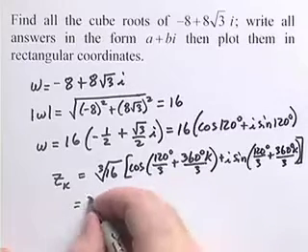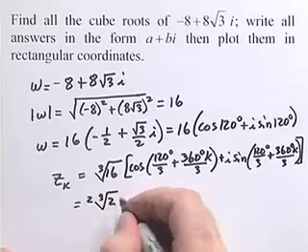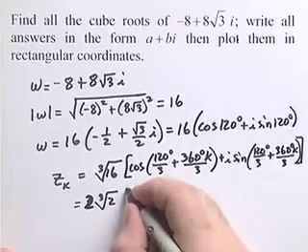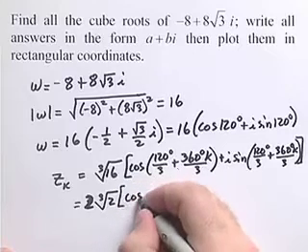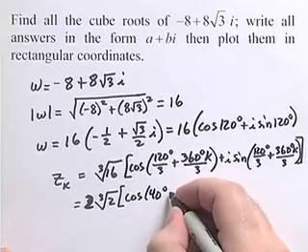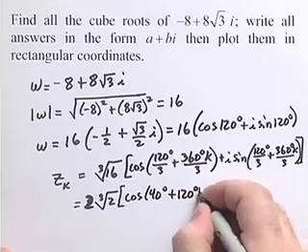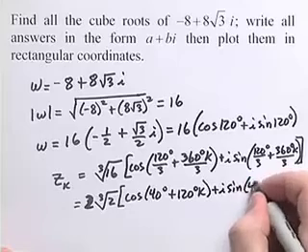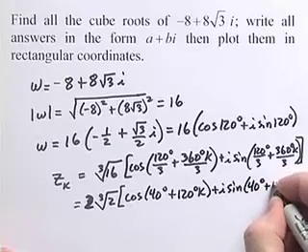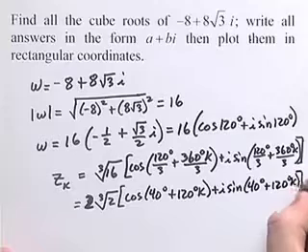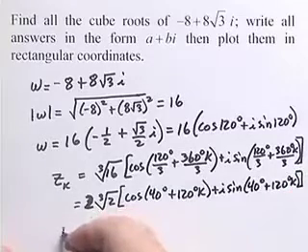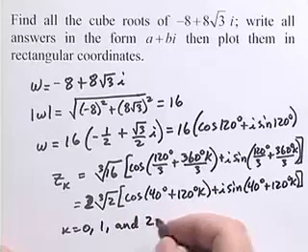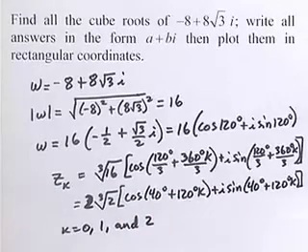This will simplify to 2 times the cube root of 2. Make that 2 a little bigger here. 2 times the cube root of 2 times the cosine of 40 degrees plus 120 degrees times k plus i times the sine of 40 degrees plus 120 degrees times k. Here we're going to let k equal 0, 1, and 2 to get our 3 cube roots.